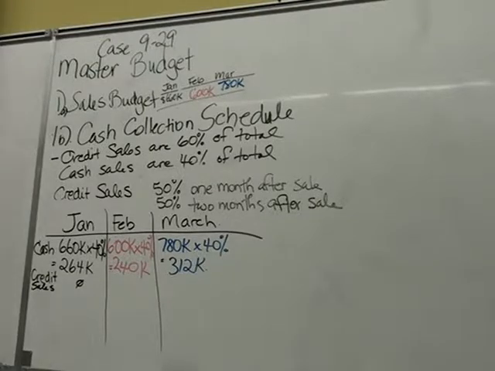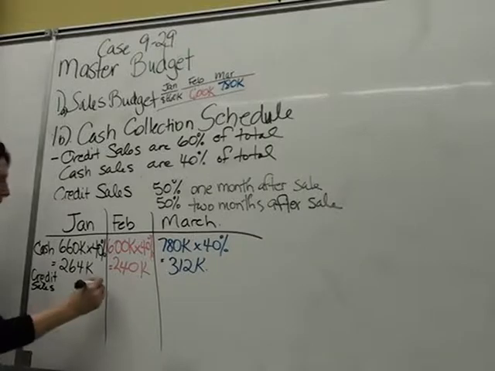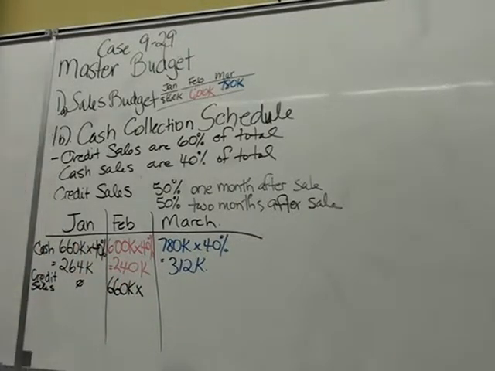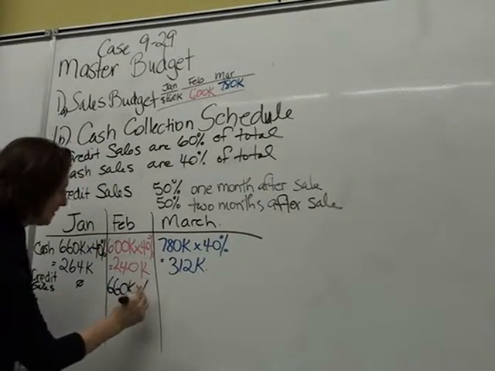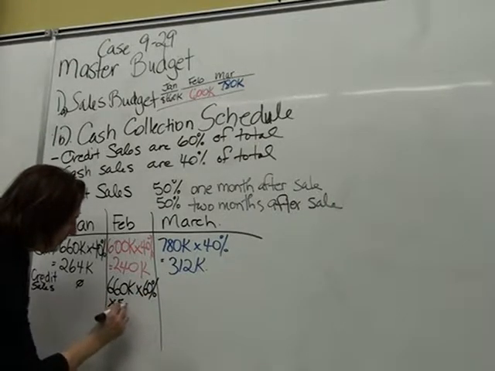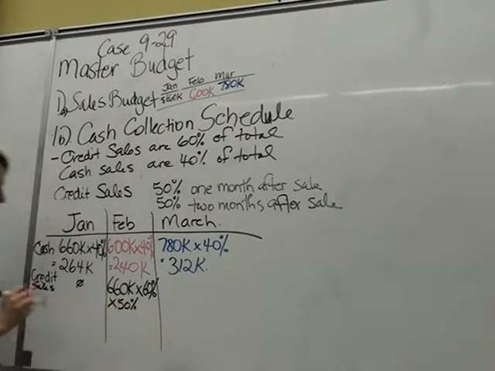So my system is, I start with the sales, so my sales are 660K times, what are my credit sales? My credit sales are 60%, divided by 2, and I'm only collecting 50% in the month following the sale. And that is 216? Is that right? 198? Yeah.